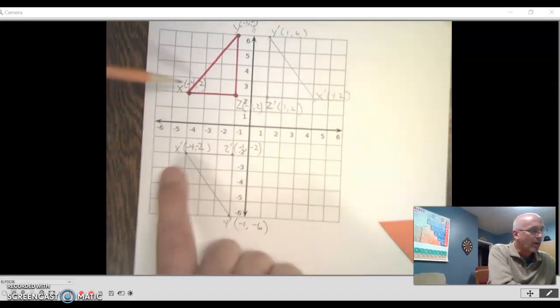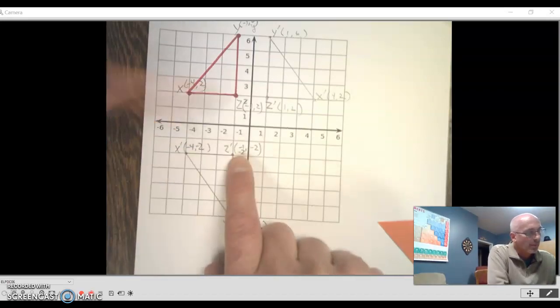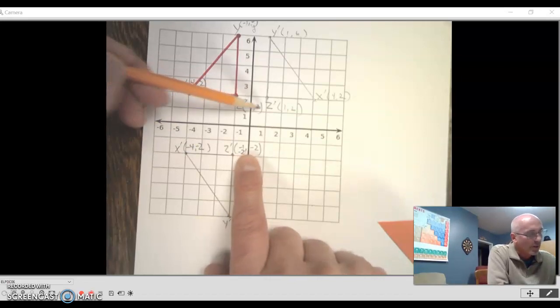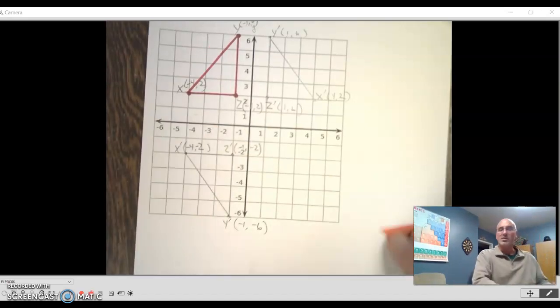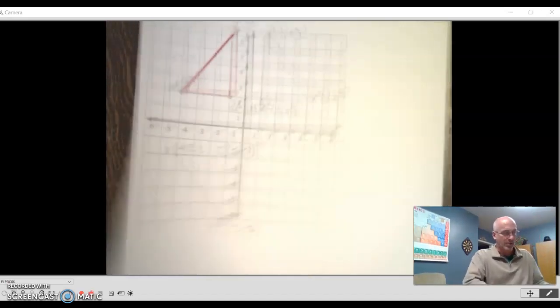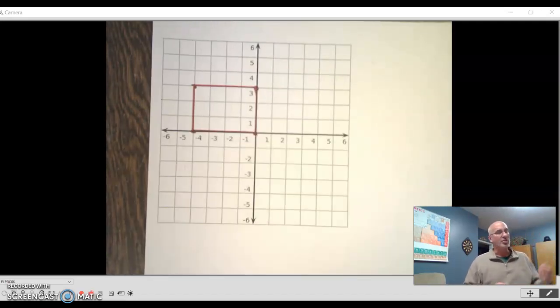So when I compare them, in this case, the x value stayed the same. This was at negative 4, 2. This is at negative 4, negative 2. My z and z prime, this is negative 1, 2. This is negative 1, negative 2. And the same thing for the y. So those are reflections. One last way to do a transformation, and that is doing a rotation.